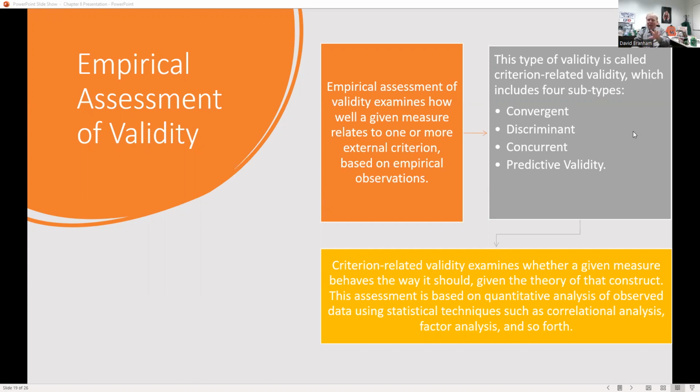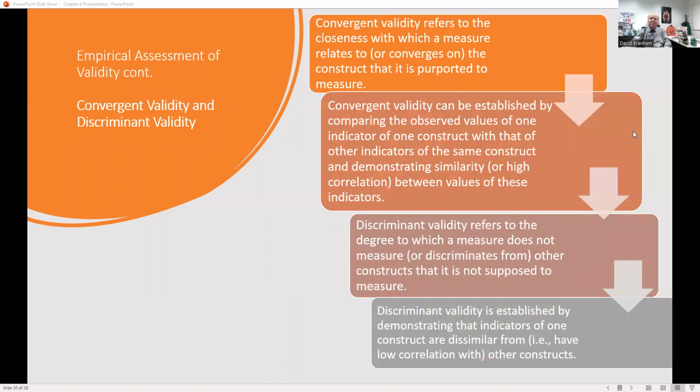Criterion-related validity examines whether a given measure behaves the way it should, given the theory of that construct. This assessment is based on quantitative analysis of observed data using statistical techniques such as correlation analysis, factor analysis, and so forth.